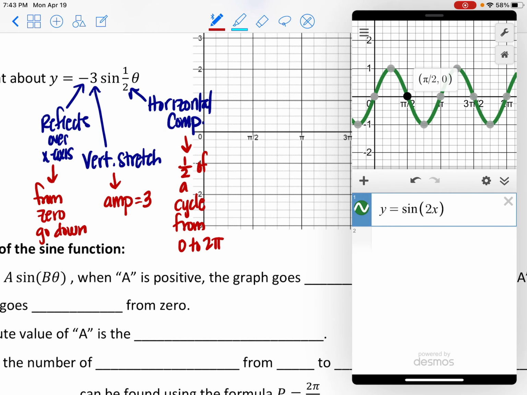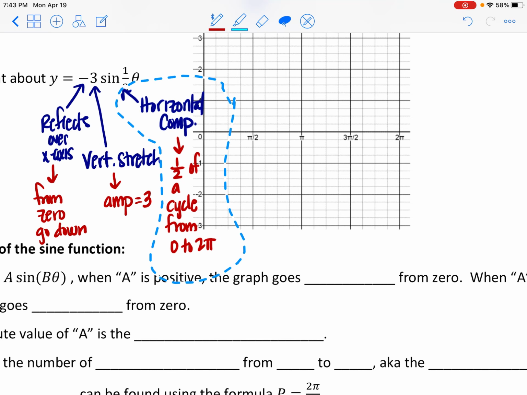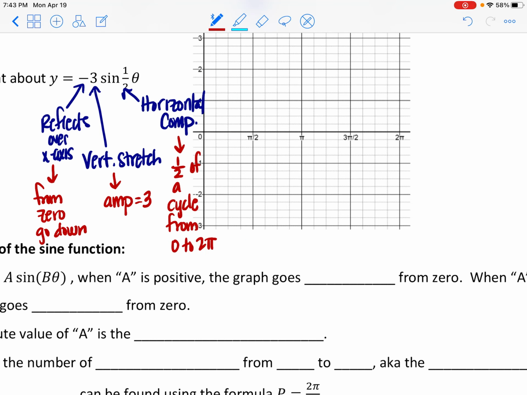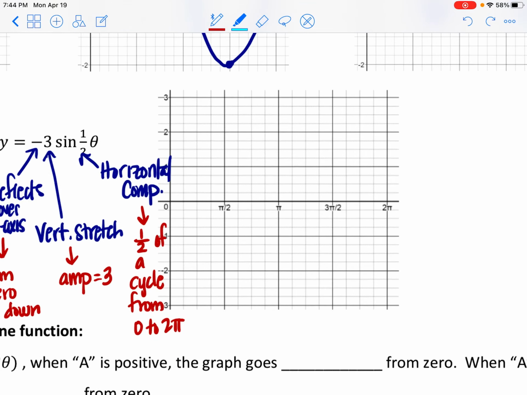Okay, so let's see if we can do this without the calculator. And then we'll go back to the calculator to confirm. Okay, so we are looking at already labeled 0 to 2 pi. We only need a half of a cycle in here. So the first half of our cycle is just going to be basically this part of the graph. Okay, so we only have to start at 0, end at 0, and then in the middle of that hit our maximum.